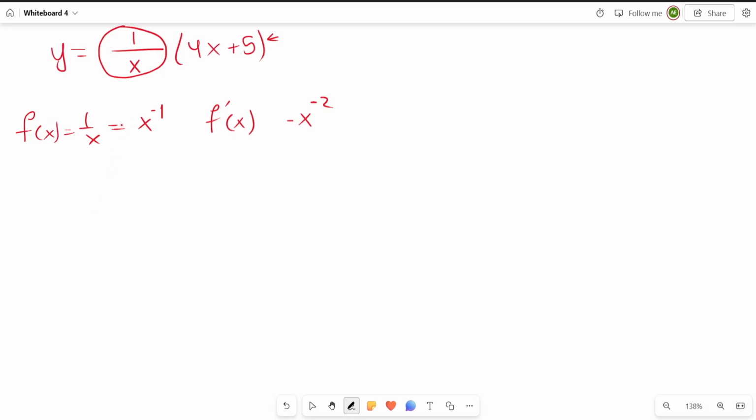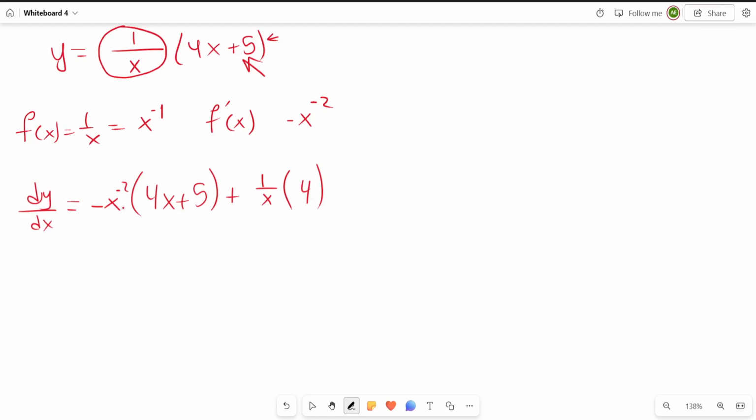So the differentiation of the first one is going to be negative x power negative 2 multiplying g of x, which is 4x plus 5, adding to that f of x, which is 1 over x, times g dash of x, which is a differentiation of 4x plus 5, which is basically 4. This is dy by dx.